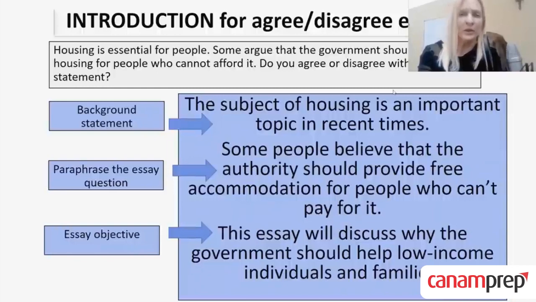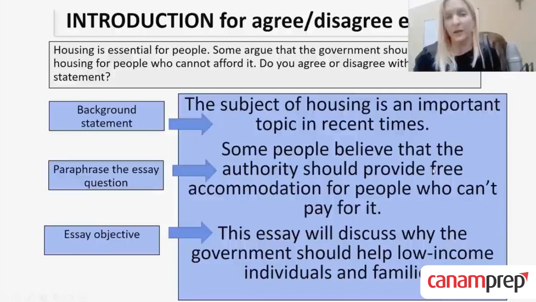So here I've just replaced housing by accommodation, government by authority, the word offer by provide, and cannot afford by cannot pay. So again, it's just using your imagination and your range of language to replace those words with synonyms.